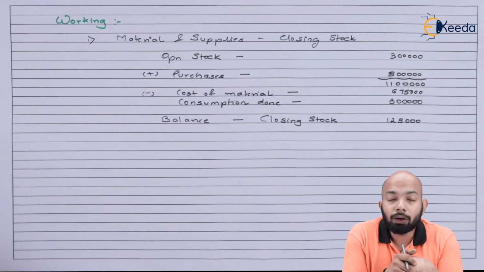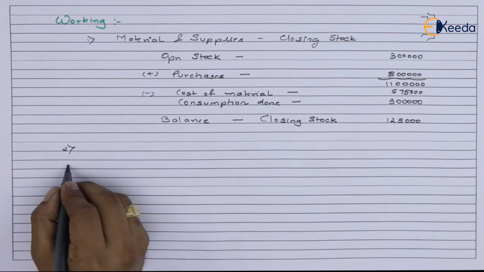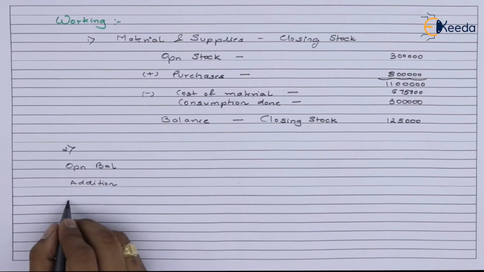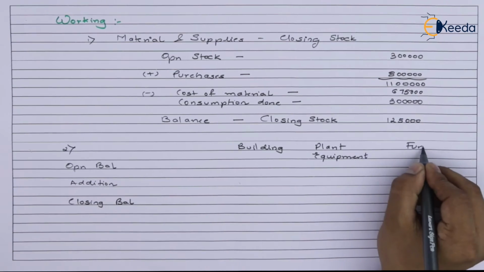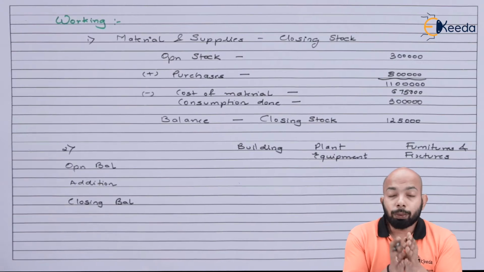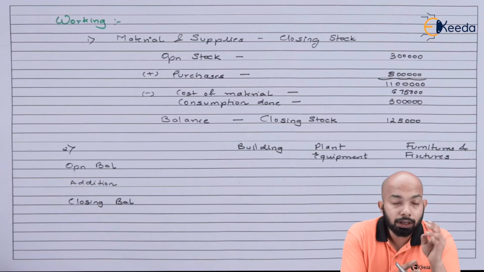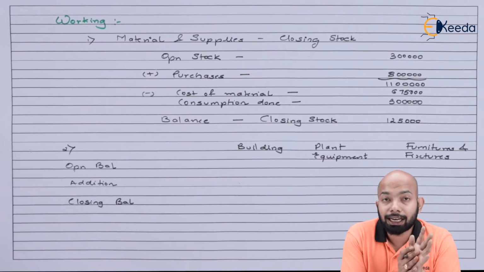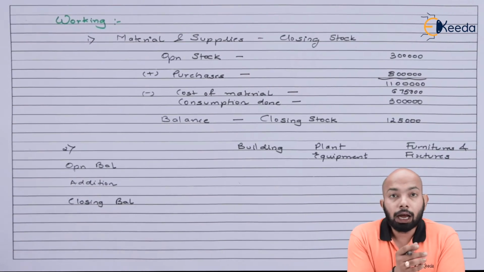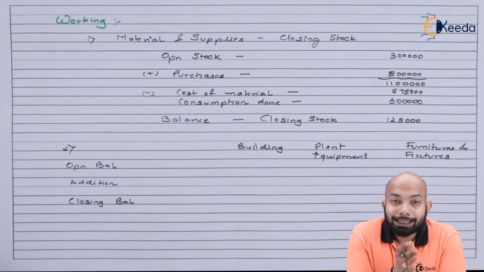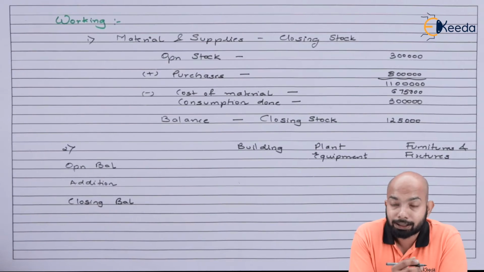Now the next working will be on the assets that we have. When we talk about the assets, we have building, plant and equipment, and furnitures and fixtures. We have the opening balances, we have the additions that we have done here. We'll mention that, and together the clubbing of that will give you the closing balance. Now, whatever we are doing here is the rate of depreciation. That means this is giving you the provision for depreciation closing balances.